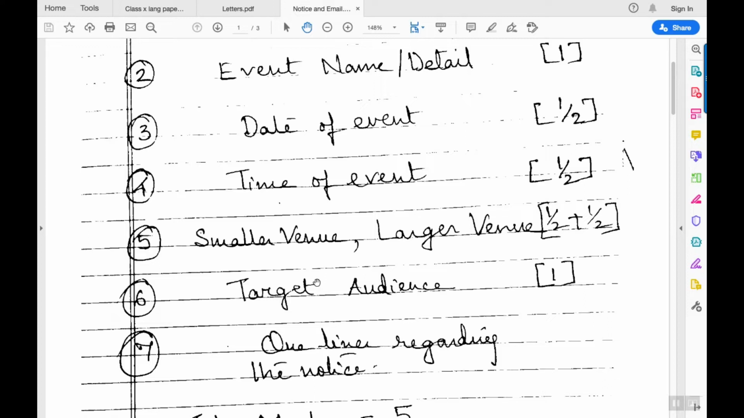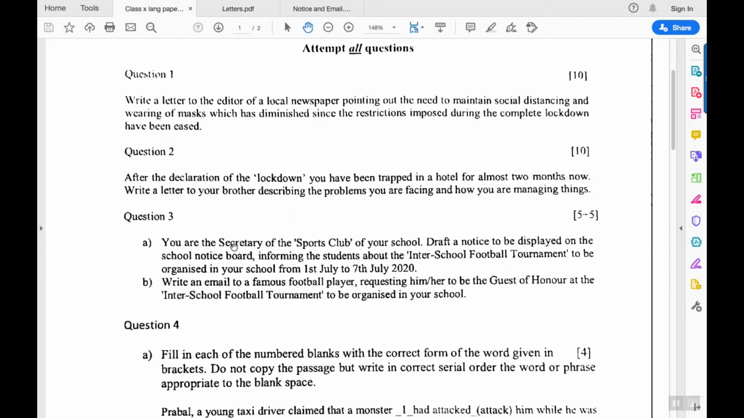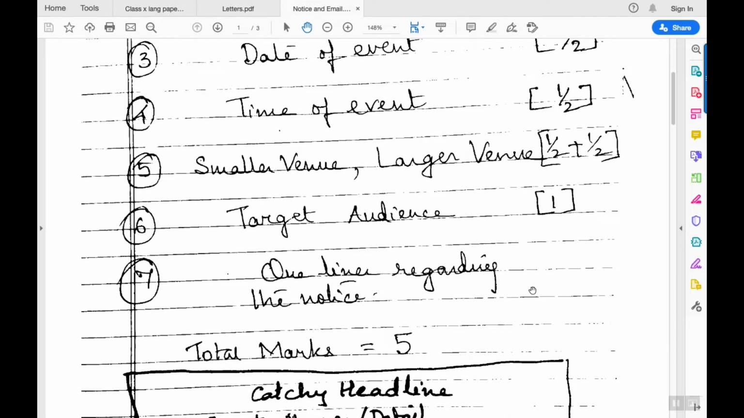You can mention students from class 8 to 12, or 11, 10 and 12, 10 to 12, whatever target audience, but it has to be mentioned, even if the question doesn't carry that. So you will mention target audience, which is of 1 mark. If you want to add a one-liner regarding the notice, you can add, but there are no marks for this, though you may add, for example, any student who is interested in participating in the school team may contact, whom? Contact the sports club secretary, that is you, because you are writing this notice, before such and such date.